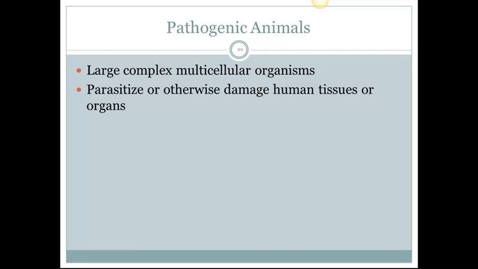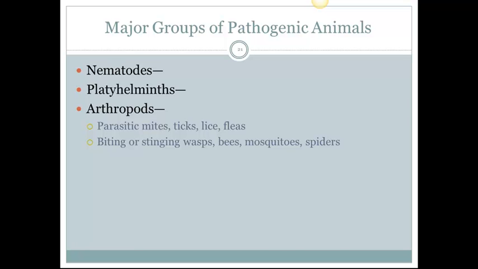They are large, complex, multicellular organisms. They parasitize or otherwise damage human tissue or organs. Some examples are nematodes, which are roundworms. Platyhelminths, which are flatworms or flukes. And then arthropods, which are often vectors of disease, which are parasitic mites, ticks, fleas, lice, biting or stinging bees, mosquitoes, spiders, anything that basically bites.